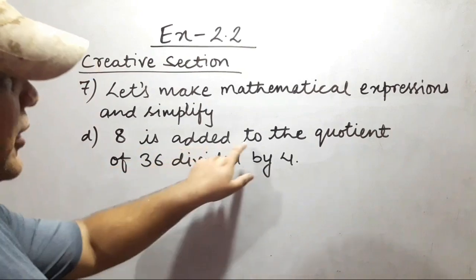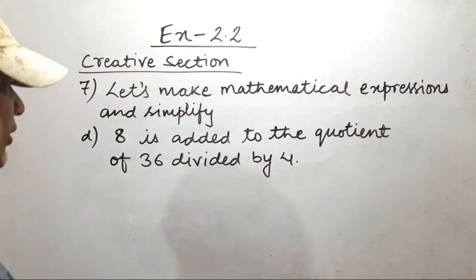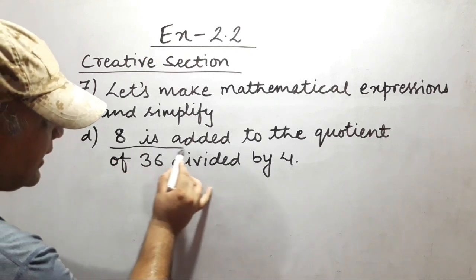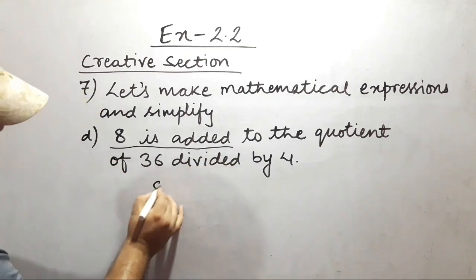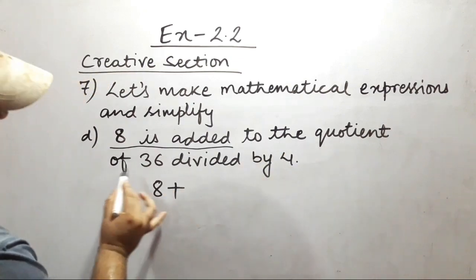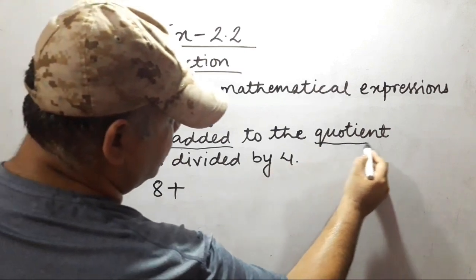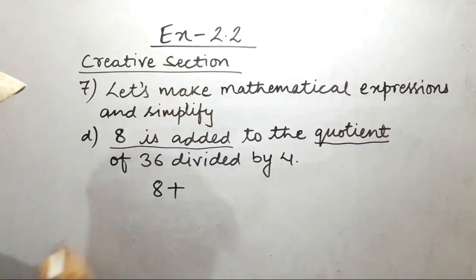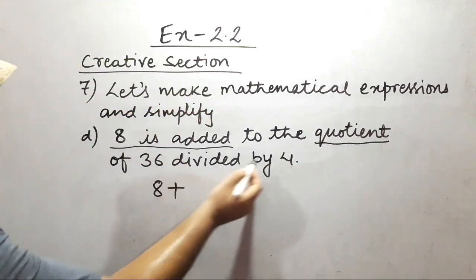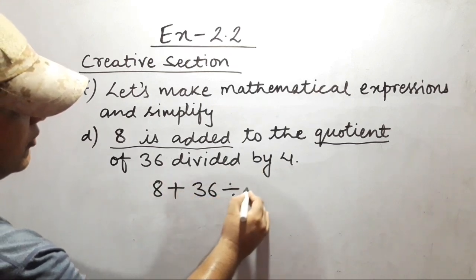8 is added to the quotient of 36 divided by 4. 8 is added, that is 8 plus, to the quotient of 36 divided by 4. Quotient indicates the division sign. So 36 divided by 4.